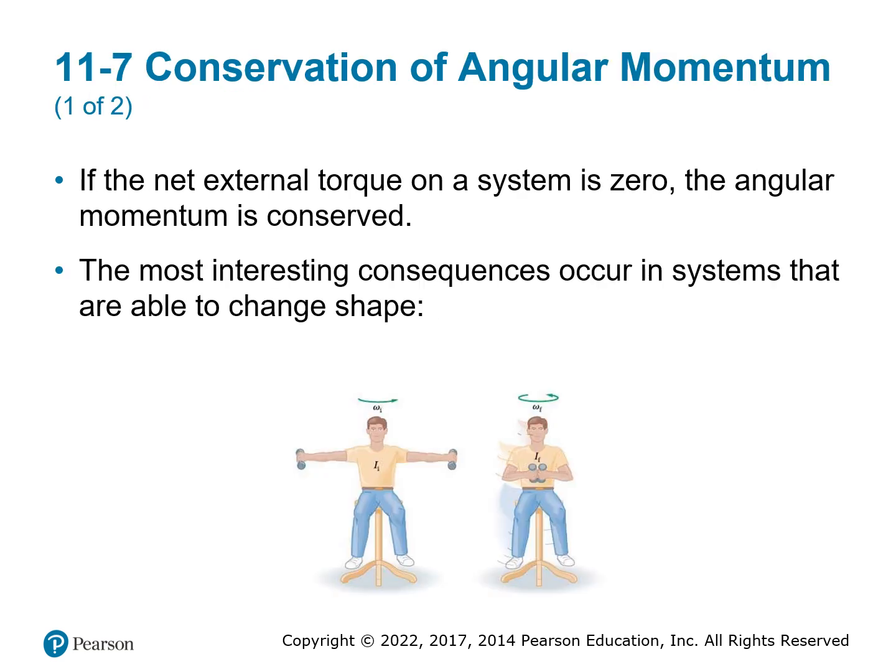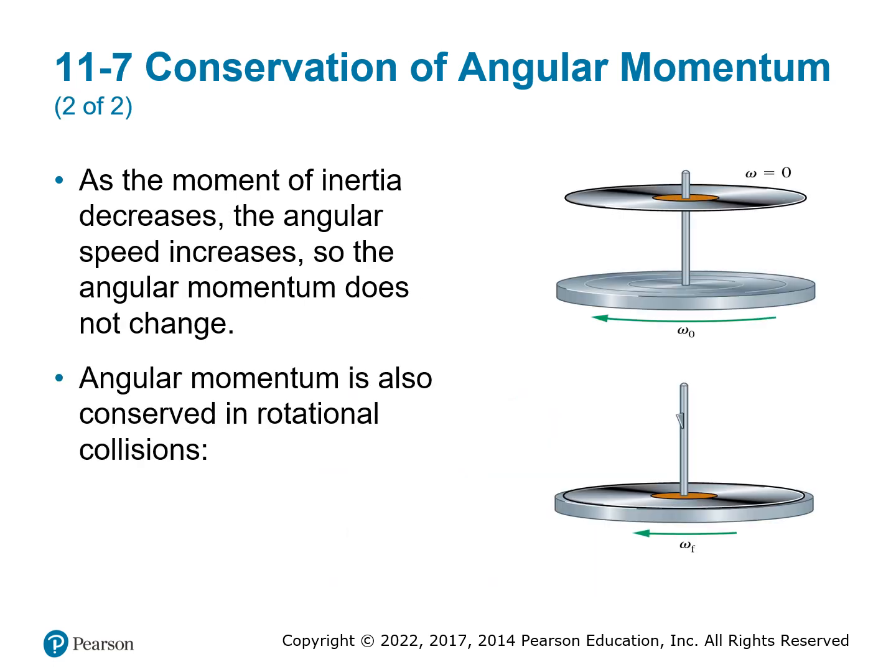All right, and just like with regular momentum, angular momentum is still conserved. If you have no net torque acting, your angular momentum is conserved. So, a couple of relationships to know. As your moment of inertia is decreasing, so that I is decreasing, your angular speed is going to increase, so the angular momentum doesn't change.